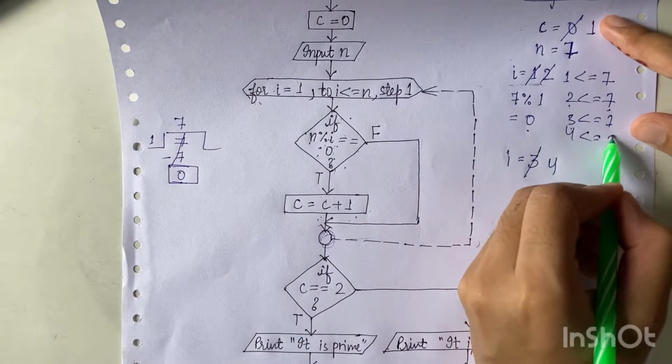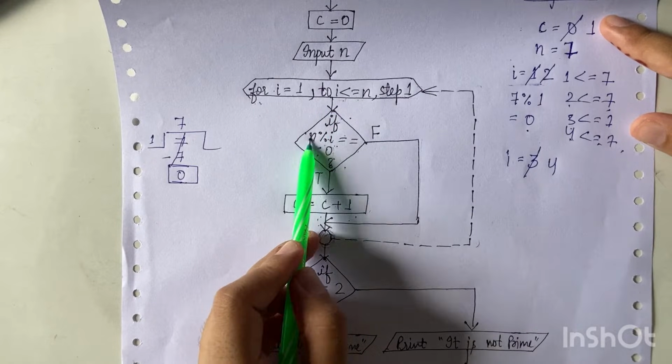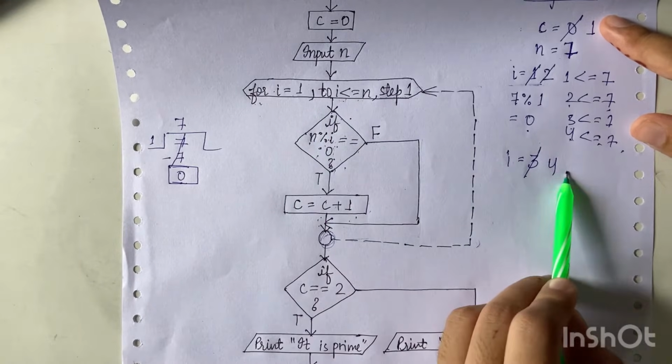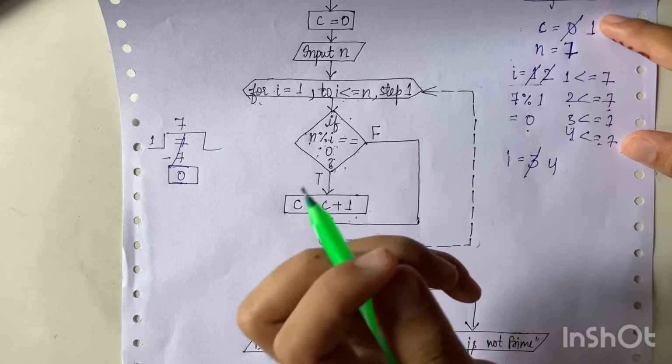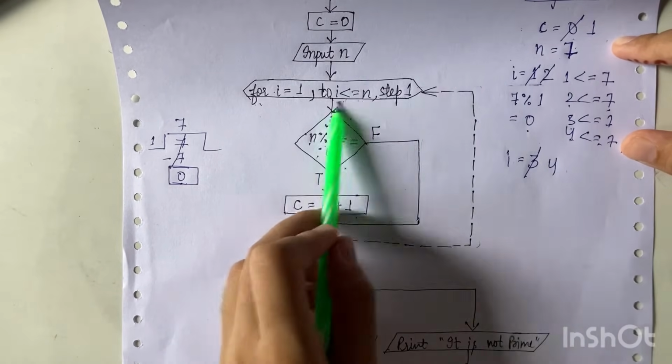We'll check the condition first. 4 is less than or equal to 7, here it is true. Then 7 modulus 4 is not equal to 0. That means the value of c will not increment. It will go back again to check the value.